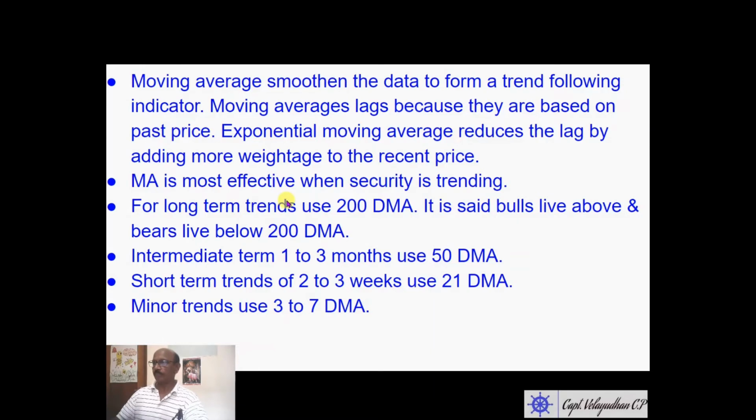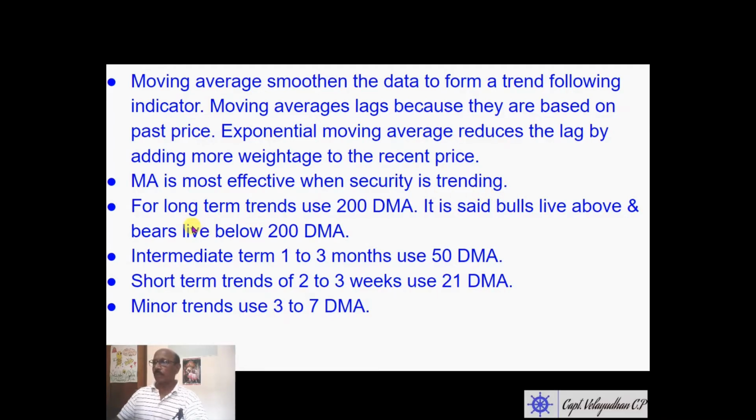Moving average is most effective when security is trending. When the market is sideways, moving average has no relevance because it doesn't give any indication of the trade. When there is a trend, then only we get a chance to trade.